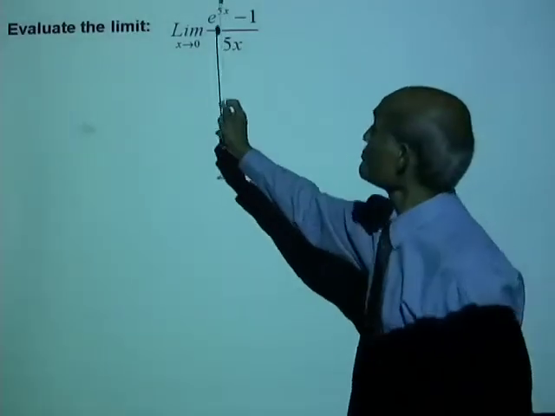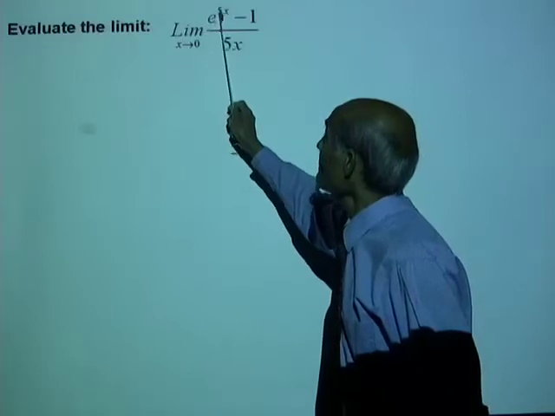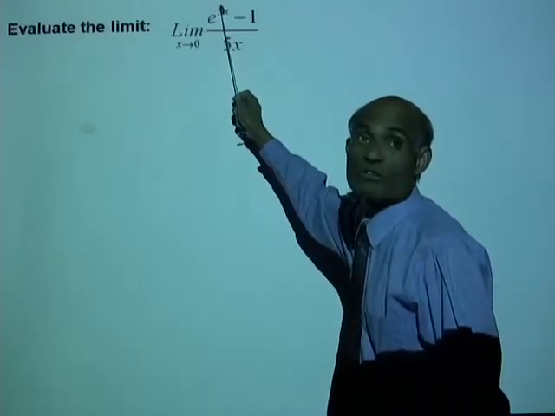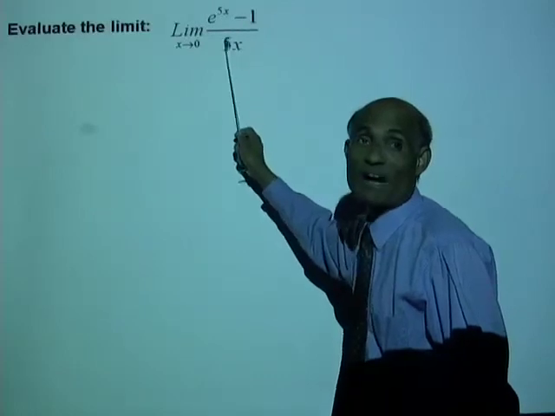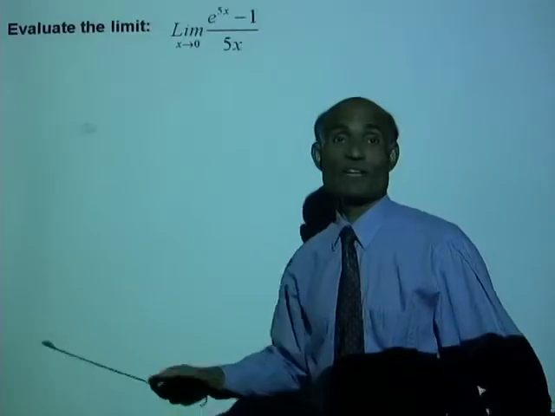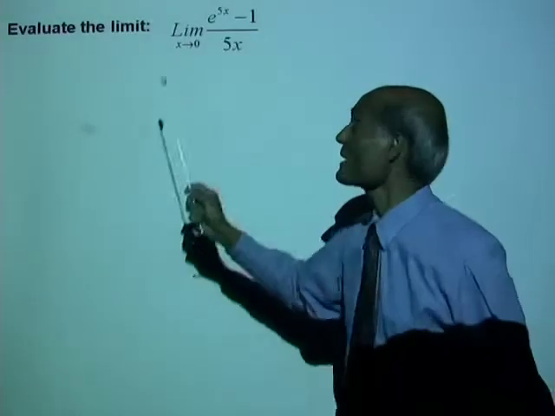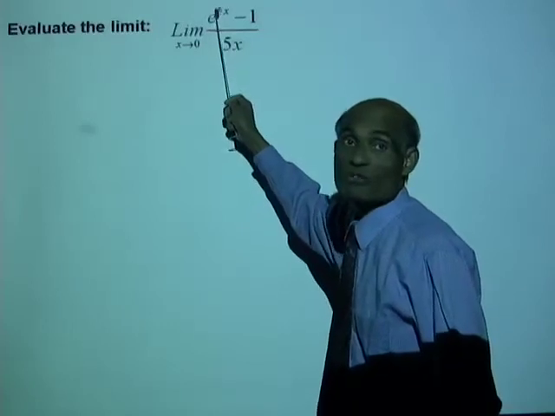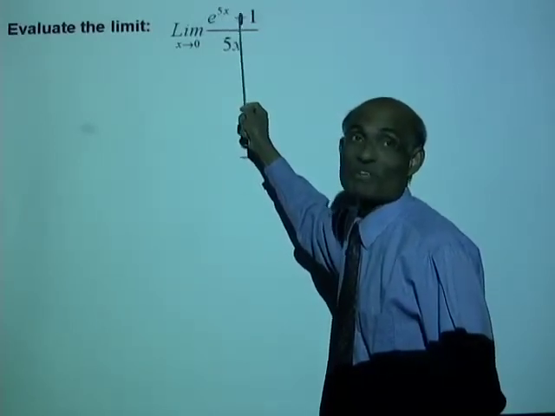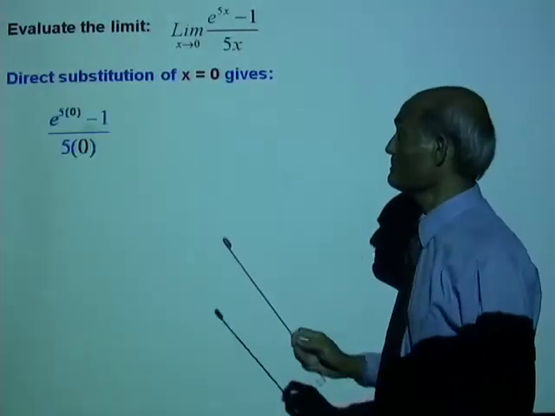Alright, let's try replacing x by 0. When x equals 0, this will be e to the power of 0 minus 1 divided by 0. What is e to the power of 0? E to the power of 0 is 1. Anything raised to the power of 0 is 1. So e to the power of 0 minus 1 is 1 minus 1, which is 0. So this is of the form 0 over 0.